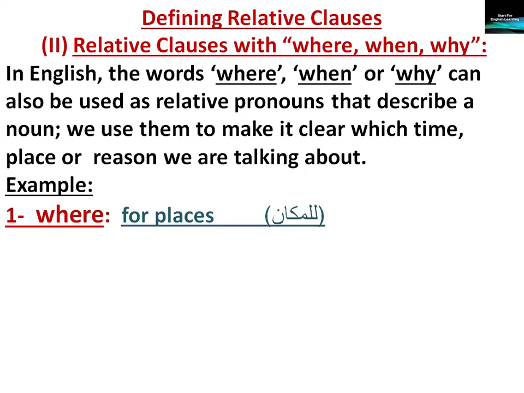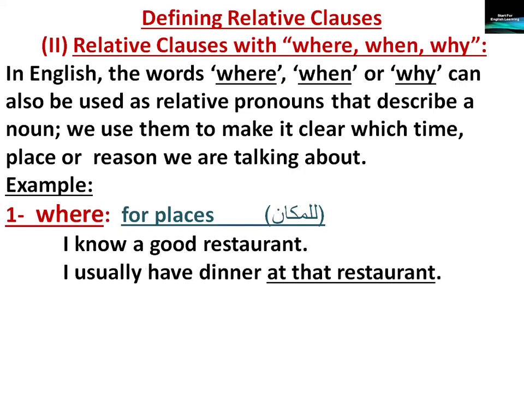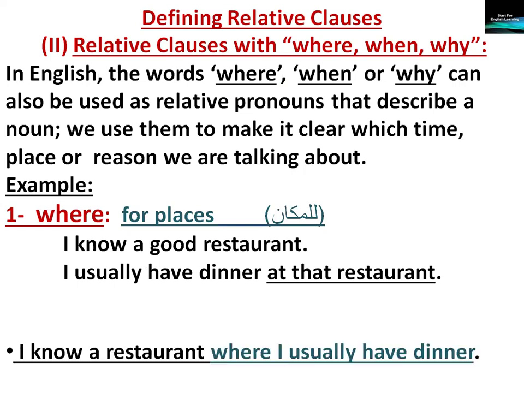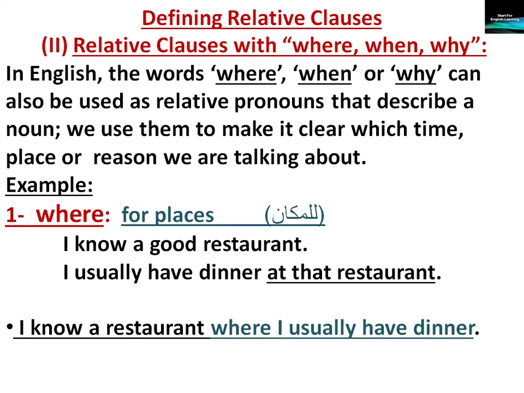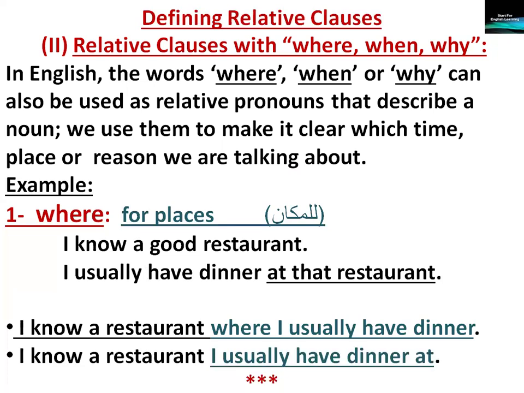Example, one, where. We use where for places. I know a good restaurant. I usually have dinner at that restaurant. The repeated word is restaurant, and it refers to a place. So the answer: I know a restaurant where I usually have dinner. We also can remove where, and we put a preposition at the very end of the sentence. I know a restaurant I usually have dinner at. Full stop.